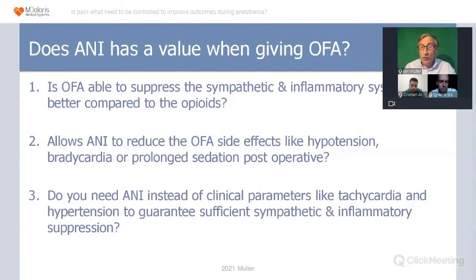Second, does ANI allow us to reduce the OFA side effects like hypotension, bradycardia, and prolonged sedation postoperatively? It means, if we use a monitor, are we able to use less dexmedetomidine, lidocaine, and ketamine in order to have a patient with fewer side effects of these drugs? And the third question: do we need ANI instead of clinical parameters like tachycardia and hypertension to guarantee sufficient sympathetic and inflammatory suppression? We have seen already some examples. Is it possible that my patient has hemodynamically stable values, nevertheless is under stress? In that regard, we will need to measure that stress, and we need also to treat that.